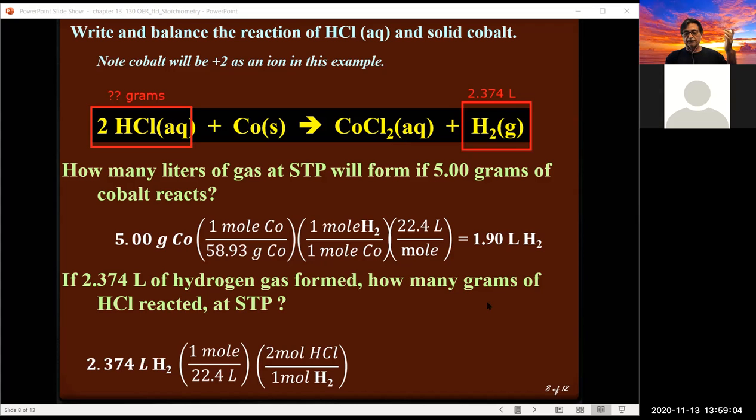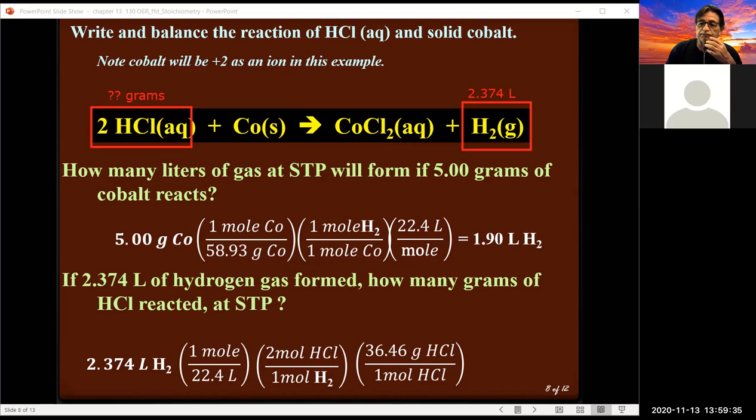Not enough information given. Then from the balanced chemical equation, I know that there's 2 moles of hydrochloric acid per mole of hydrogen. And from that point, now I need the molar mass of hydrochloric acid, which is 1 chlorine, 35.45, 1 hydrogen, 1.01, total atomic mass or molar mass of 36.46 grams per mole.